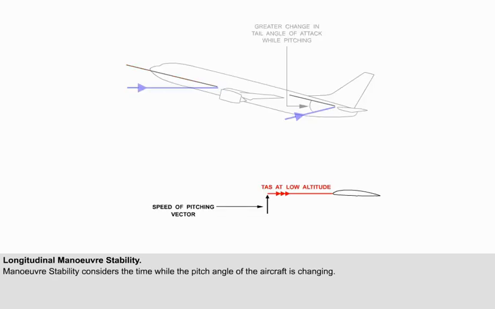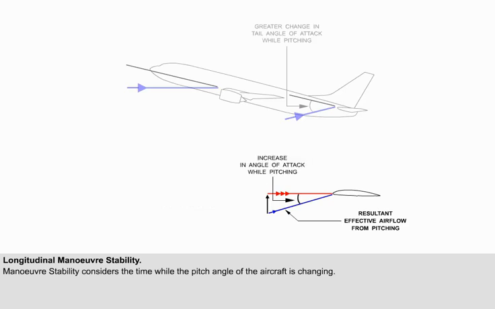Study the vector diagram. It shows the tailplane with the true airspeed vector and the speed of tailplane down travel vector. The effective airflow direction is the resultant of the aircraft true airspeed and the speed of tailplane down travel while pitching. You can now see the increase in angle of attack while pitching, which generates an upforce that we know is aerodynamic damping.